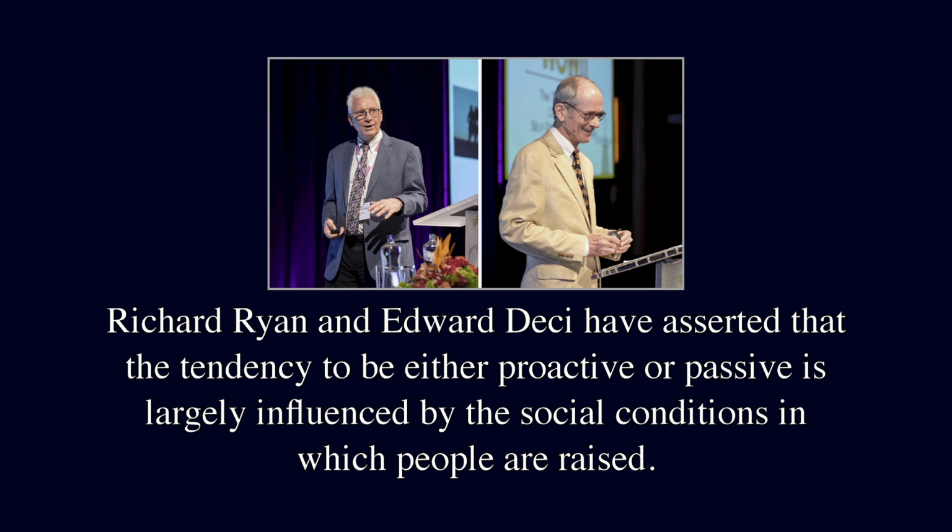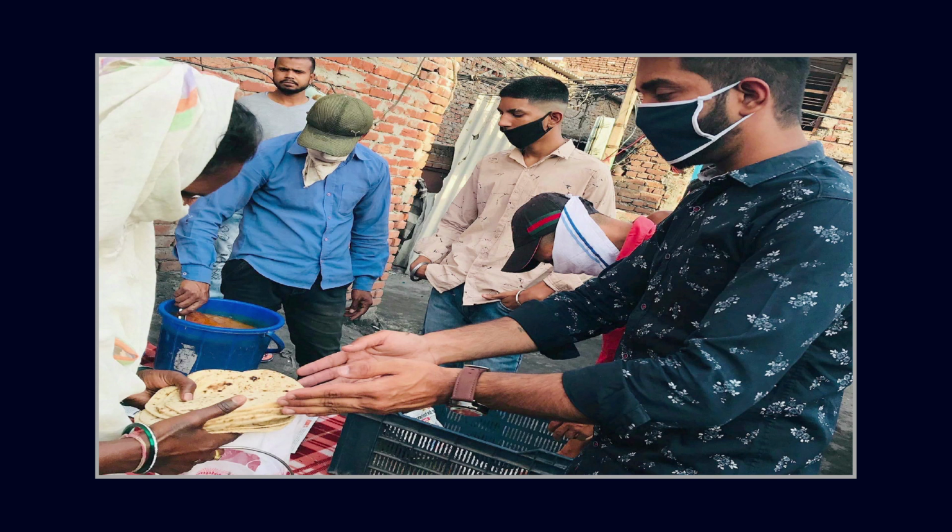Richard Ryan and Edward Deci have asserted that the tendency to be either proactive or passive is largely influenced by the social conditions in which people are raised. Through our better relationships, social support, and interactions with others, we can foster well-being and personal growth. On the other hand, bitter relationships and lack of social support thwart well-being.